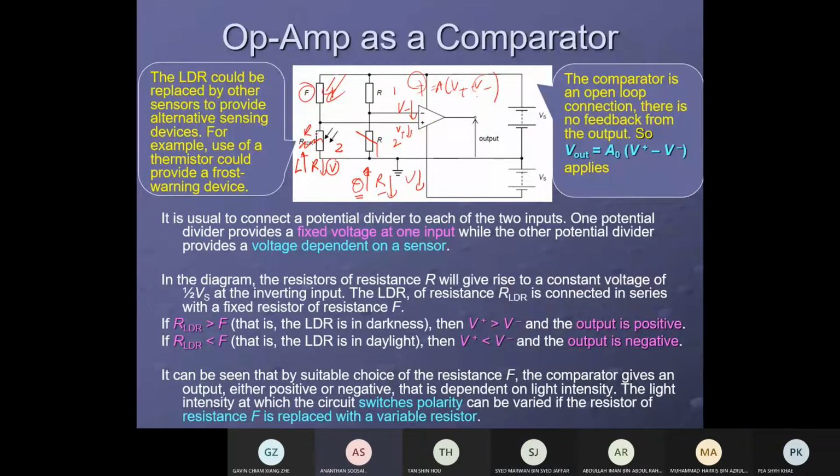Next time they'll ask you where to place the thermistor, I mean the sensors.